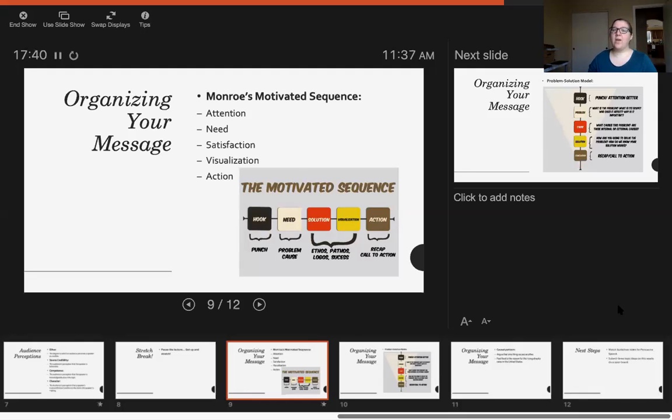Okay. Then you have satisfaction and visualization. This is where you throw in your facts. This is what I think a good solution would be based on these facts. Visualization is how this would be effective, how we can get to that solution. And then action is you recap and you tell people this is what you need to do walking away to get to that solution. So that is Monroe's motivated sequence.